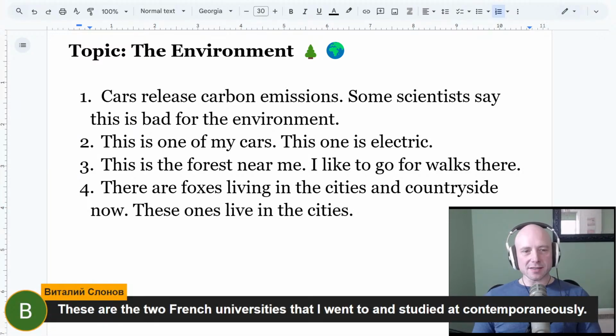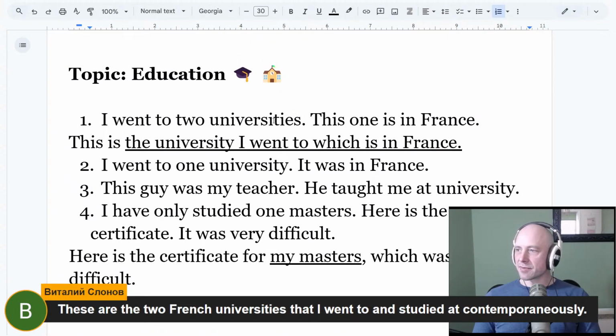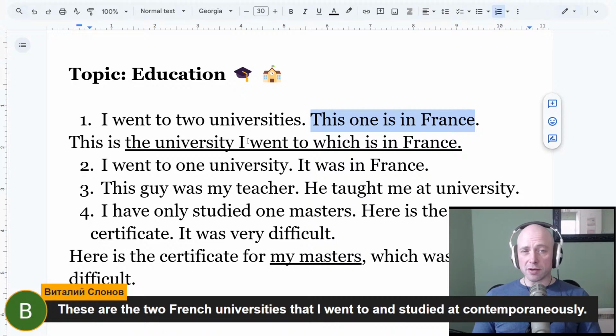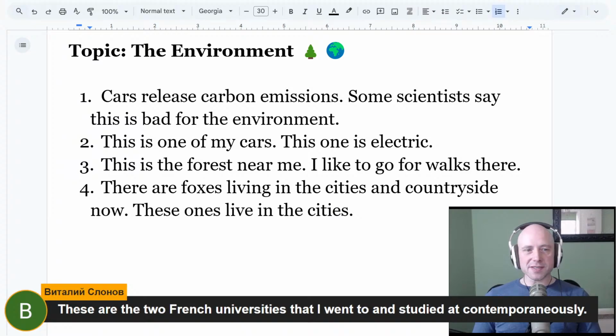That's a lovely sentence that you've written about universities, Vitelli. But I have to say, the information that we have indicates that only one of the universities was in France. Whereas you have said, these are the 2 French universities that I went to. So it does not match the information. However, contemporaneously is a wonderful little adverb.